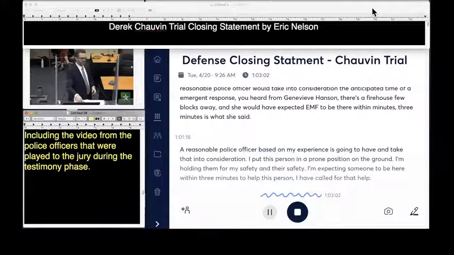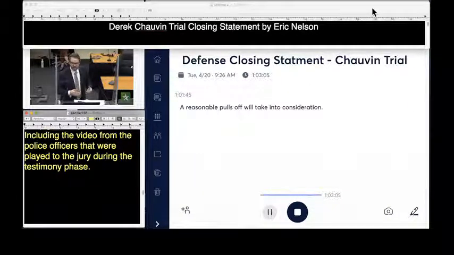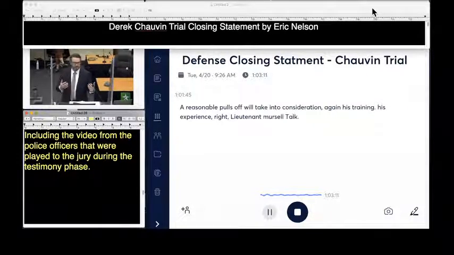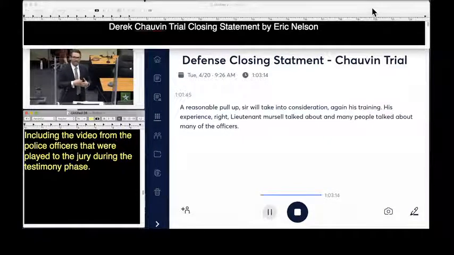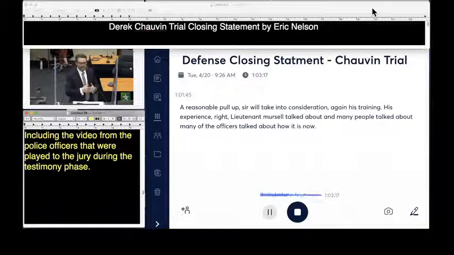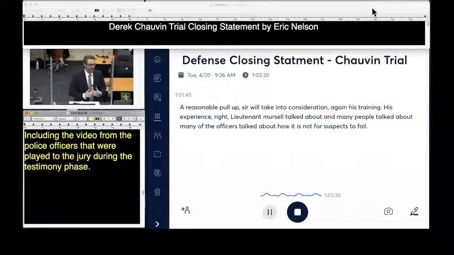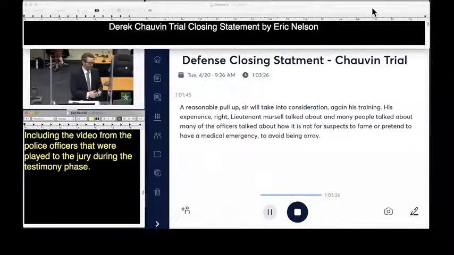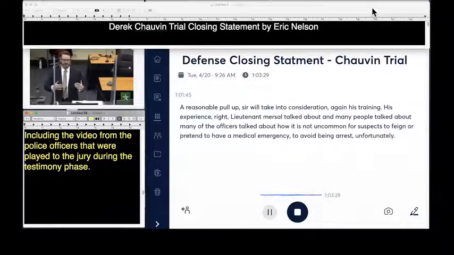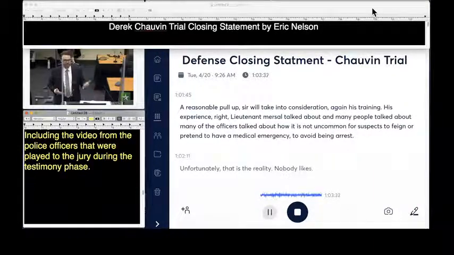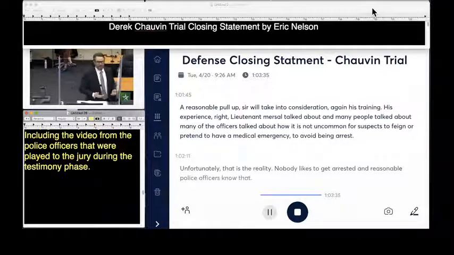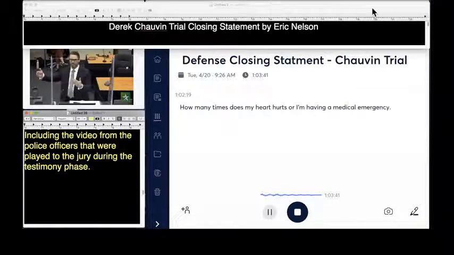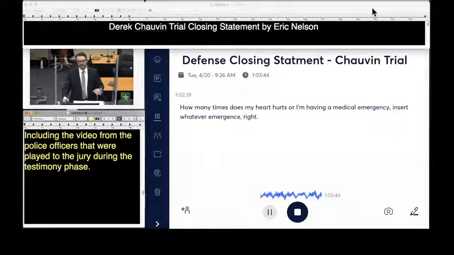A reasonable police officer will take into consideration, again, his training, his experience, right? Lieutenant Mercil talked about, and many of the officers talked about, how it is not uncommon for suspects to feign or pretend to have a medical emergency to avoid being arrested. Unfortunately, that is the reality. Nobody likes to get arrested, and reasonable police officers know that. How many times does someone say, oh, my heart hurts, or I'm having a medical emergency, insert whatever emergency, right? Simply because they don't want to go to jail.